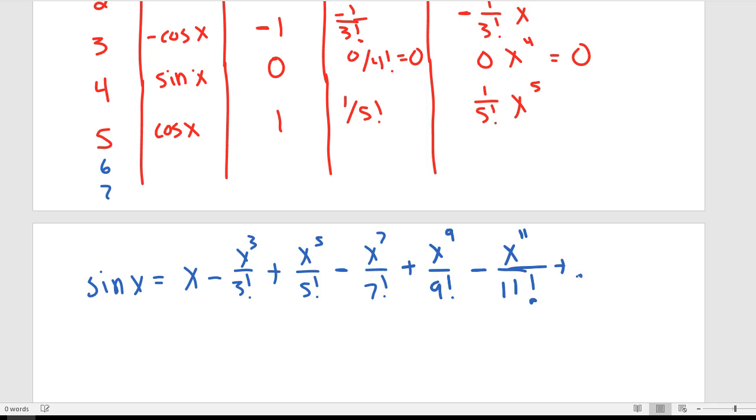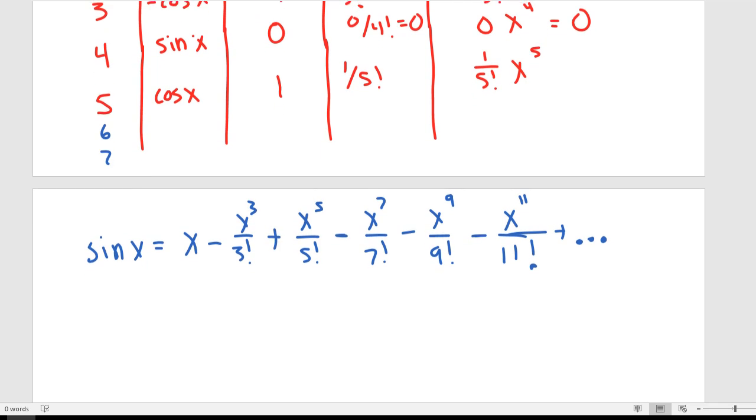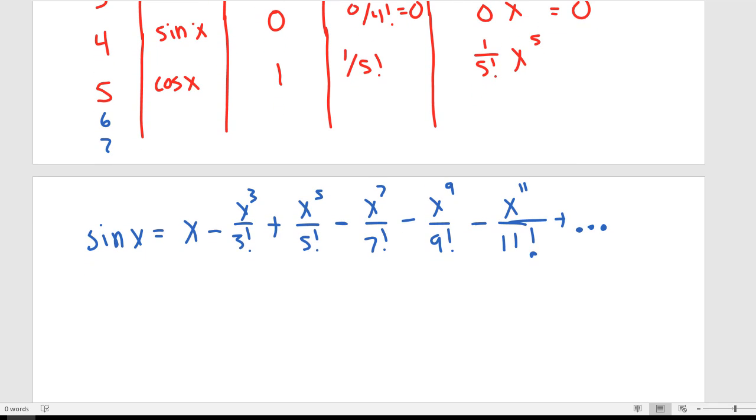All right, so what's the pattern? We want to write this in sigma notation. Now for the sine series, here's what we're going to do. This is a little interesting, but what we typically don't do is say n is odd.